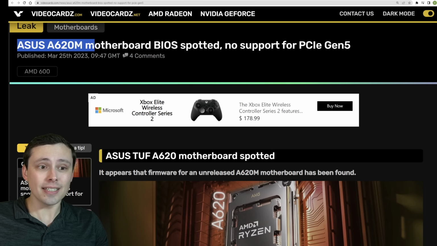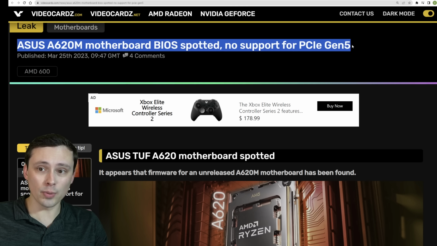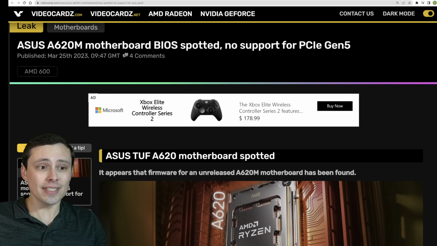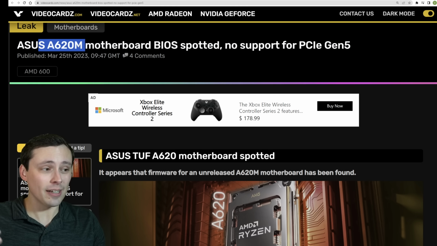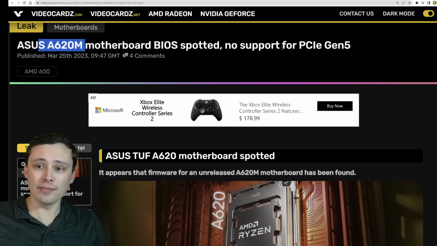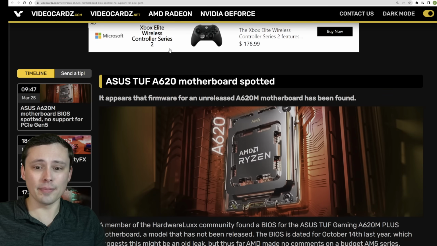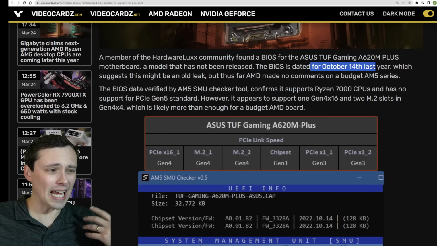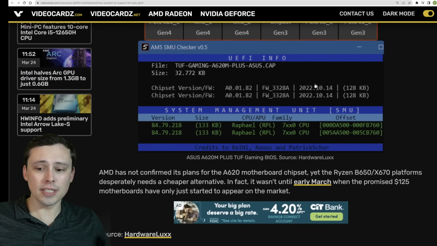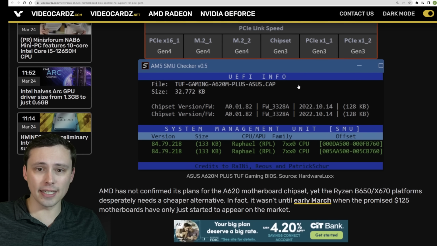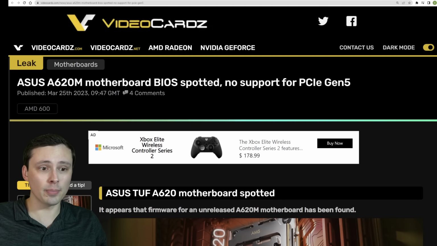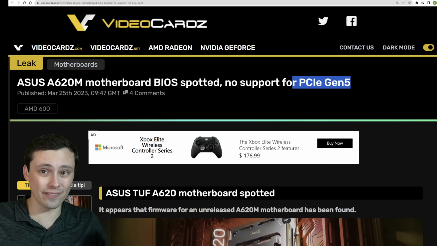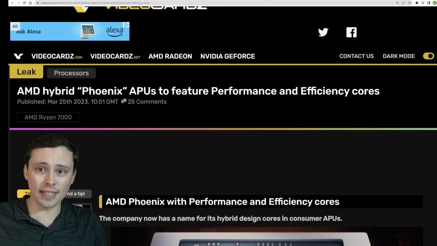Now we see ASUS A620M motherboard BIOS spotted, with no support for PCIe Gen5. We still haven't seen any A620M motherboards actually come out. So in other words, AM5 motherboards are still fairly expensive, but they're also fairly high quality. Apparently the BIOS date is from October, I believe, of last year, so it's unclear if this is actually something that'll be coming out. But it is interesting to note that it didn't support any PCIe Gen5, and maybe at some point we will see cheaper AM5 motherboards that just don't have PCIe Gen5 support. We'll see if that ends up coming to pass.